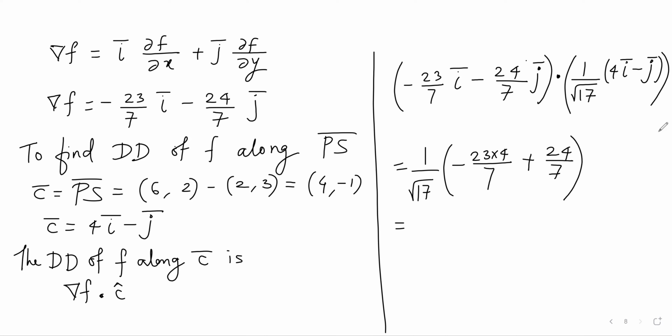Can anybody tell me? 23 times 4. Minus 73 by 7 root 17. Okay, thank you. So it is minus 73 by 7 root 17, and that's your final answer.